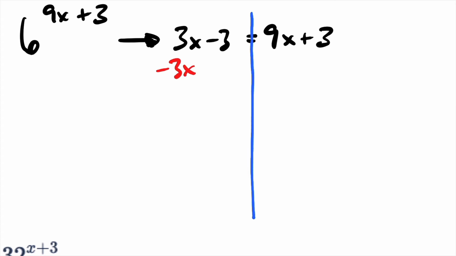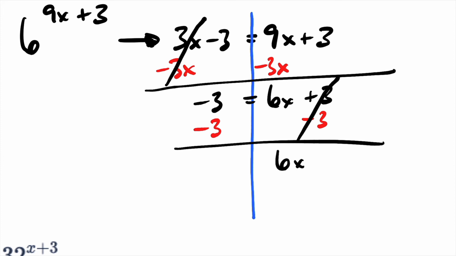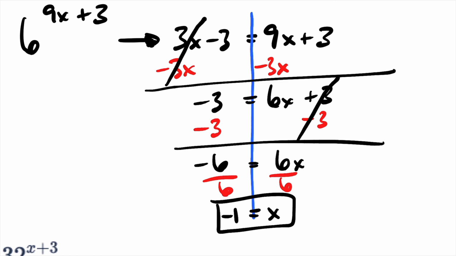Okay, so we're going to subtract 3x from both sides. Then I'm going to subtract 3 from both sides, so I get an x on one side, a number on the other. So I have 6x over here, negative 6 over here. Divide by 6. X equals negative 1. Done.